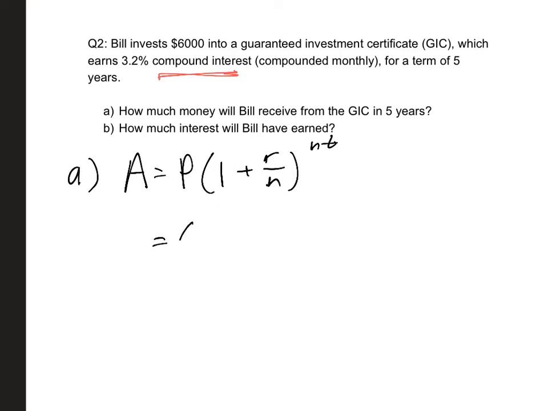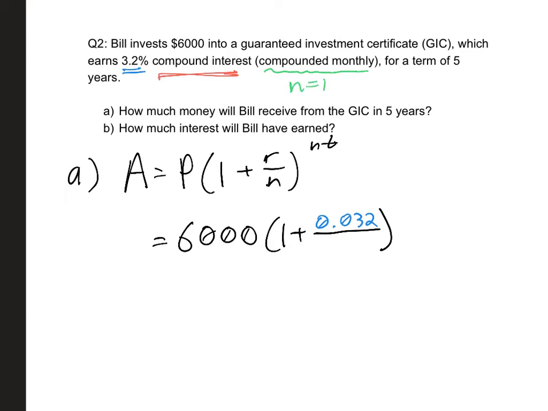And again, we'll start subbing in the values that we know. So the initial investment was $6,000. r, so this is 3.2%, so r is going to be 0.032. So we can take that 3.2% and divide it by 100. Now we need n. This is compounded monthly. There are 12 months in a year, so n is 12.